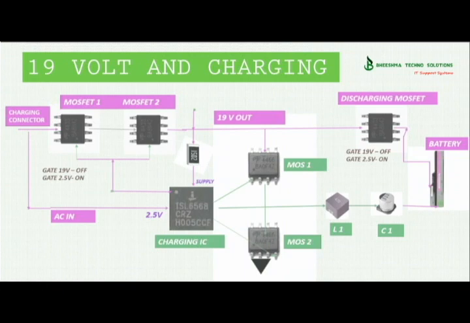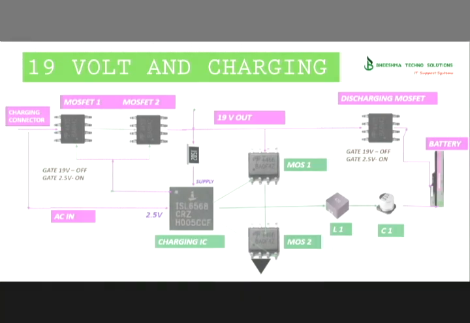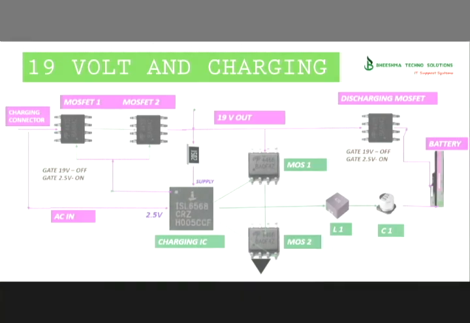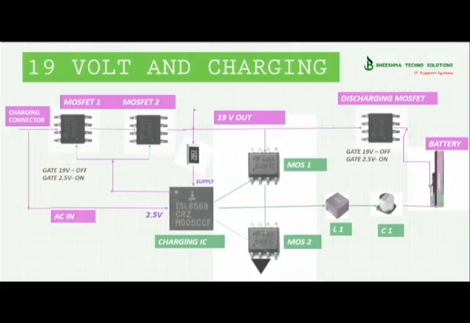In the charging mode, these two MOSFETs will be active and the discharging MOSFETs will be in off mode. If the charging plug, the adapter, is unplugged, these two MOSFETs will deactivate or will not work and this discharging MOSFET will be active and the battery voltage of 12 volt will be present across this resistor.